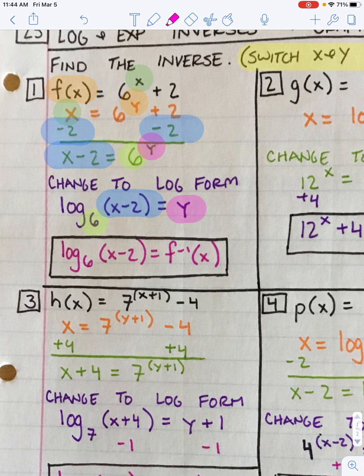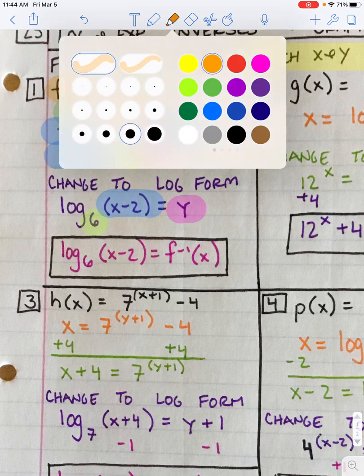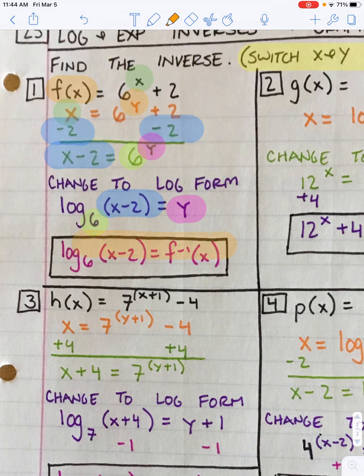So again, remember, the 6 and the y were on the same side of the equal sign before. When we change it to log form, that 6 and the y go on opposite sides of the equal sign. So all we need to do here is leave our answer as log base 6 of x minus 2 is equal to, it started with f of x, so we just write it as f inverse of x. And that is our final answer for finding the inverse of that equation.